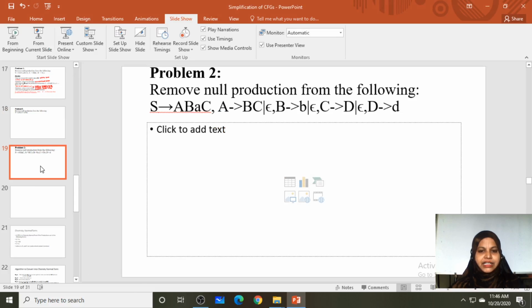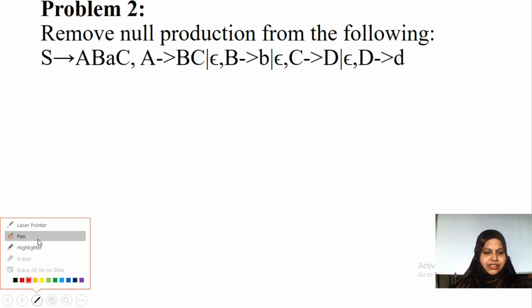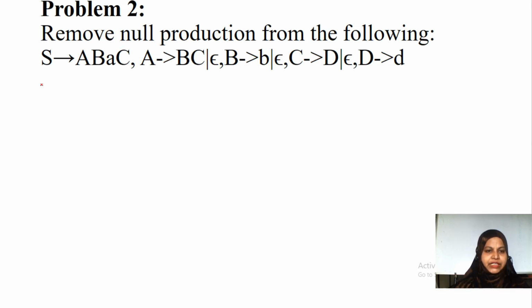Next one. In this next third problem, just remove all the null productions from the following grammar. S tends to ABC is there. What are my null productions here? A tends to epsilon is my null production. Then B tends to epsilon is my null production. Then C tends to epsilon is my null production. These are all my null productions.